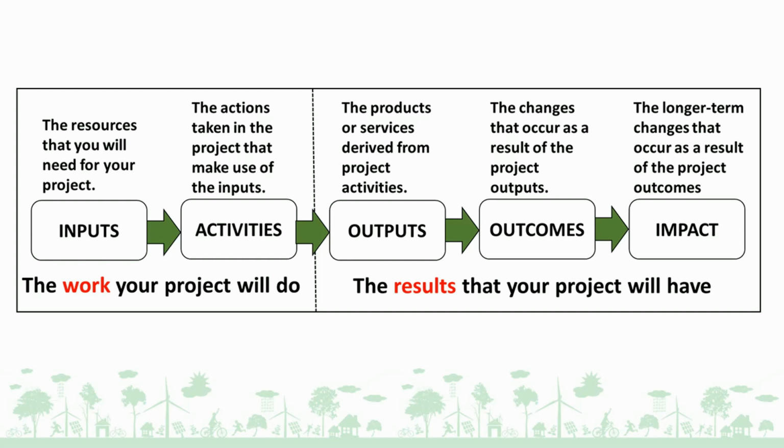Outputs are goods and services that the project provides through the activities. If you do the activities, then you will be able to deliver some goods and services. So those are the outputs. Sometimes the outputs are obvious. For example, a vulnerability assessment. That's an output. It's a good. It's a product that your project produces through several activities.